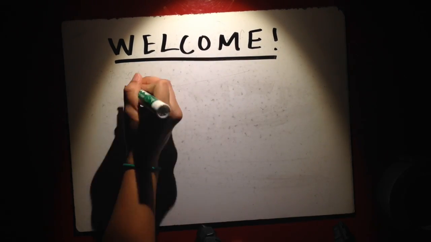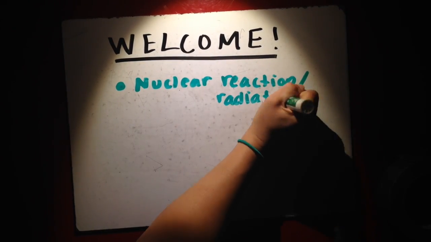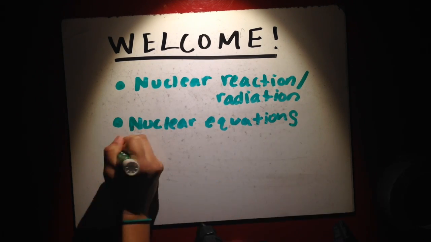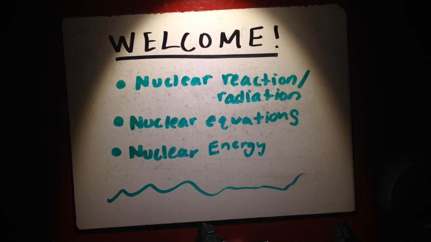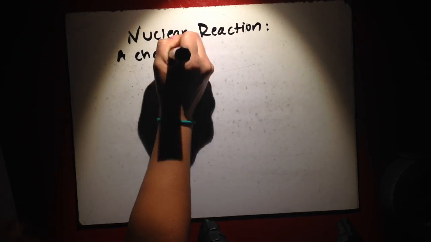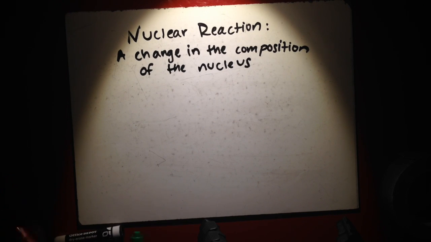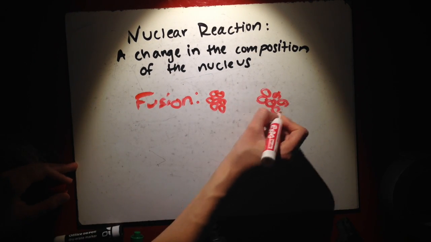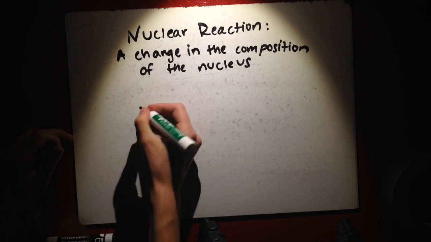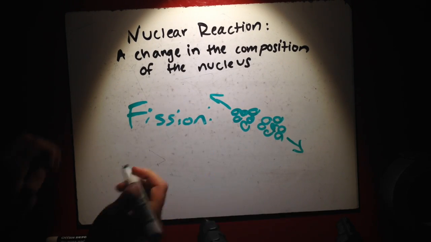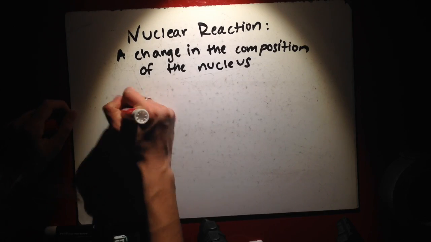In this video, you will learn what nuclear reactions and radiation are, how to balance nuclear equations, and the basics of nuclear energy, including the controversy surrounding it. A nuclear reaction is a change in the composition of the nucleus. This can take three forms: fusion, the combining of two nuclei; fission, the splitting of a nucleus; or radioactivity, the emission of particles or rays from a nucleus.